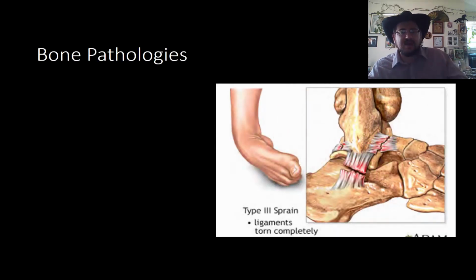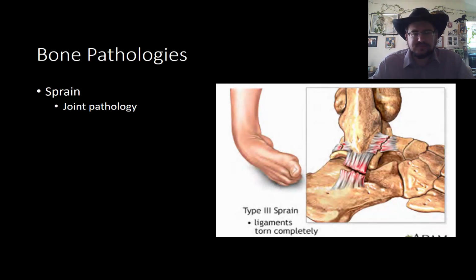Okay, now we'll talk about what goes wrong with bones. So breaking, obviously, is what goes wrong with bones. Now let's talk about sprains. So a sprain is a pathology of the joint, and it's basically where the joint moves too far and it stretches or tears ligaments. Remember, ligaments are nice, strong connective tissue that are bone to bone to stabilize bones, right?